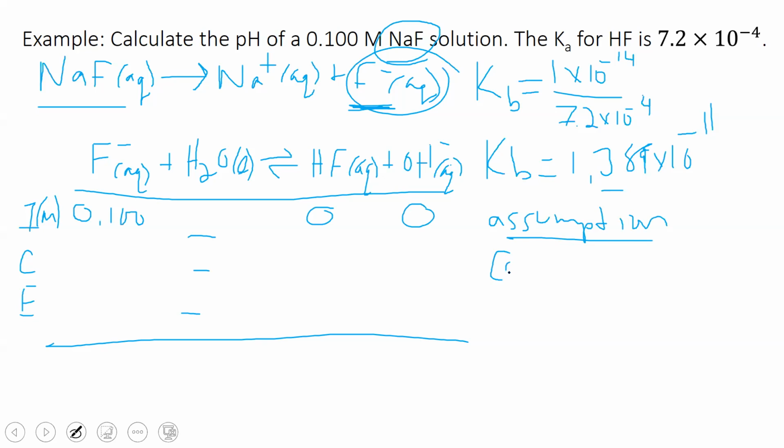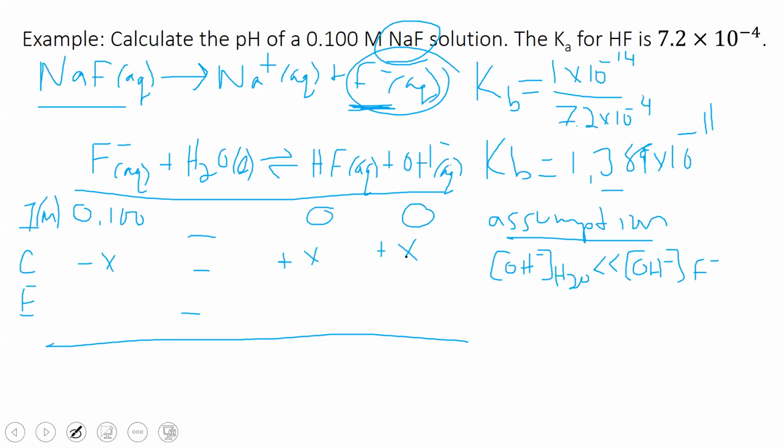So that one says the concentration of hydroxide from water is going to be much less than the concentration of hydroxide from the fluoride ion. And so as the fluoride reacts, you lose X and you produce X, so plus X of the hydrofluoric acid, right, and plus X of the hydroxide, okay?